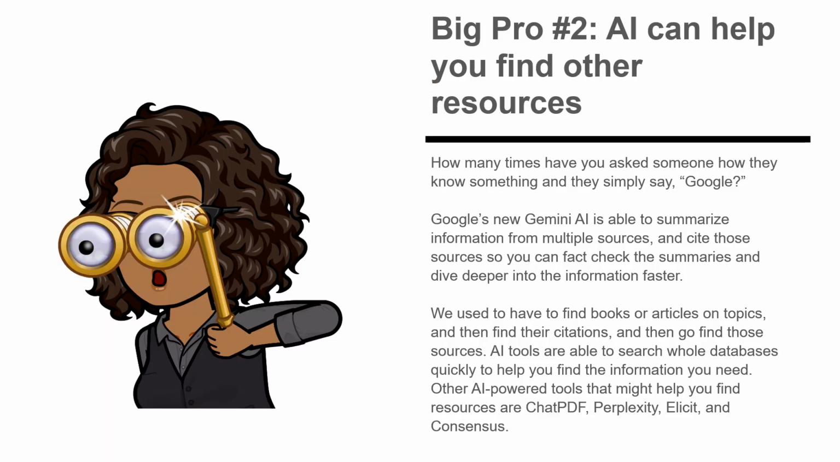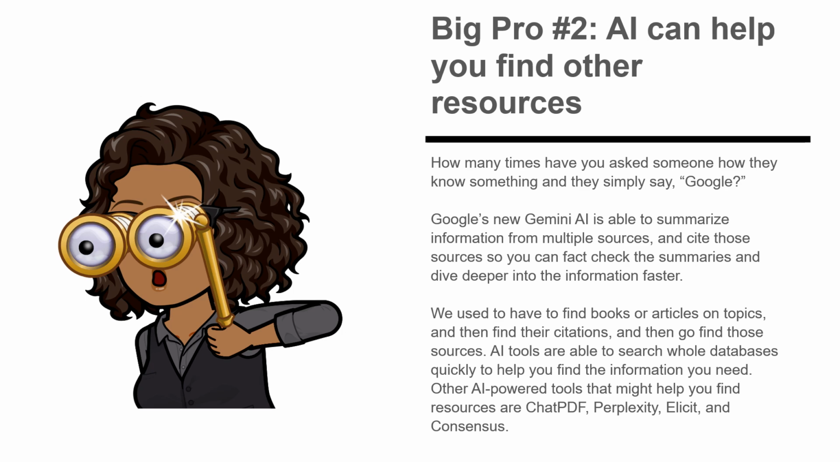Next, let's talk about big pro number 2. AI can help you find other resources. How many times have you asked someone how they know something and they simply say, Google? Google's new Gemini AI is able to summarize information from multiple sources and cite those sources so you can fact check the summaries and dive deeper into the information faster.